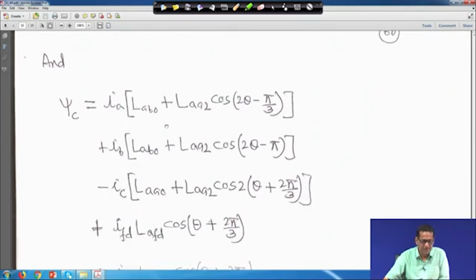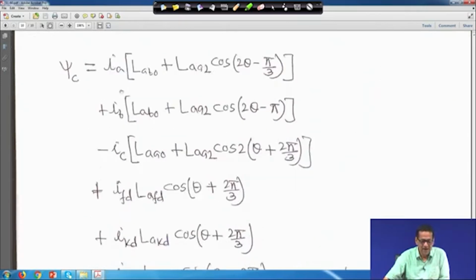And similarly for your psi C, it will be IA. Earlier, at equation 29, we wrote only psi A; psi B and psi C were not written. So now we are substituting directly, but looking at figure 9 you can write psi B and psi C, right. So, psi C will be IA into LAB0 plus LA2 cos 2 theta minus pi by 3, plus IB LAB0 plus LA2 cos 2 theta minus pi, minus IC LA0 plus LA2 cos 2 into theta plus pi by 3, right.